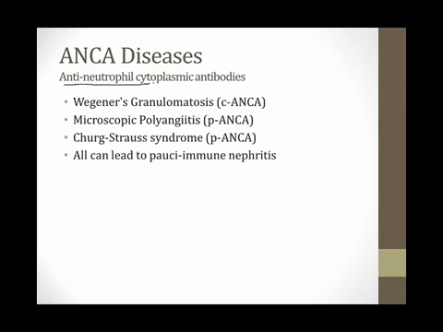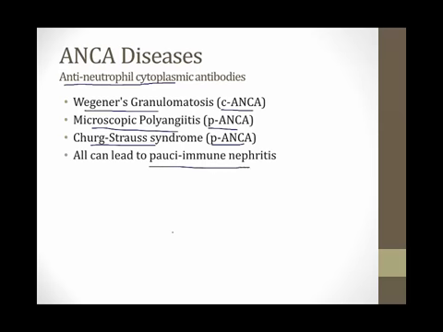ANCA stands for anti-neutrophil cytoplasmic antibodies, and there are a number of vasculitis syndromes that involve these antibodies. I discussed them all in the video on vasculitis. These include Wegener's granulomatosis, which has C-ANCA antibodies, microscopic polyangiitis, which has P-ANCA antibodies, and Churg-Strauss syndrome, which has P-ANCA antibodies. All of these vasculitis syndromes can lead to RPGN, and when they do, they lead to a pauci-immune finding on immunofluorescence staining.